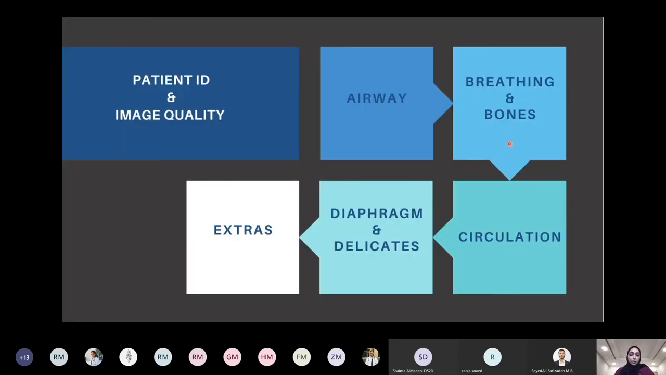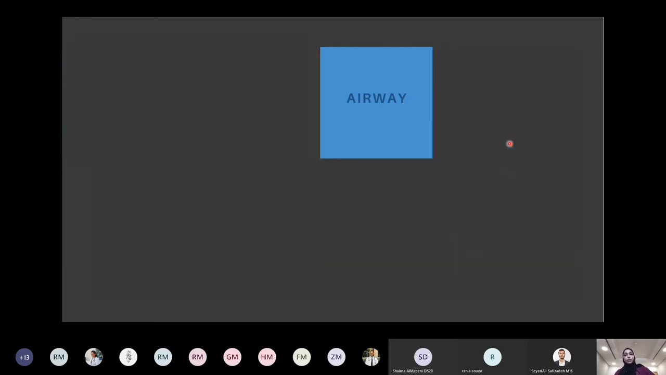Okay, now this is where the interactive part comes in. We'll start working our way from airway to extras. And if you need to unmute your mics, share your thoughts and ideas about the following questions, please do so. So let's start with airway.